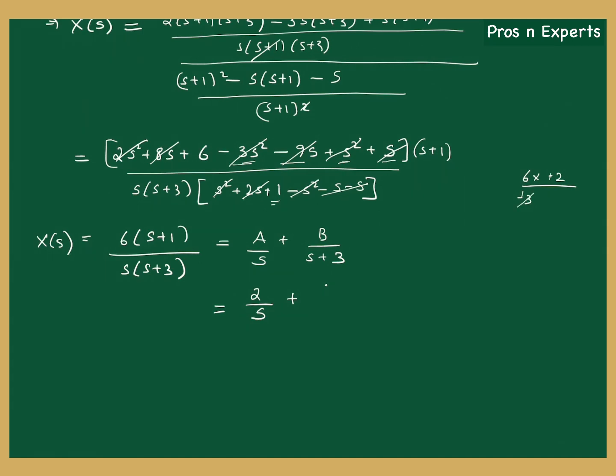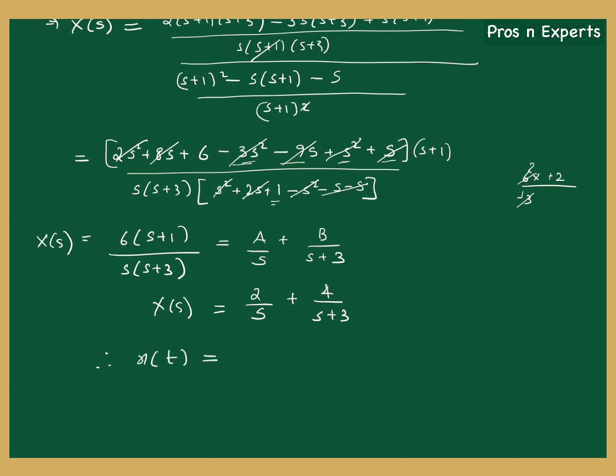So this becomes 4, right? So 4 divided by s plus 3. So this is how you simply find out a and b. It's an easy step. So X of s, we have got it as 2 by s plus 4 by s plus 3, and fortunately both the terms in X of s are in the form of standard Laplace transforms. So it's very simple to find out x of t.